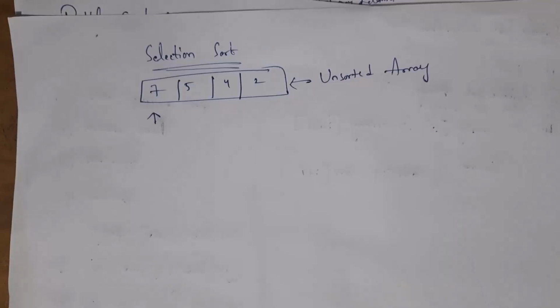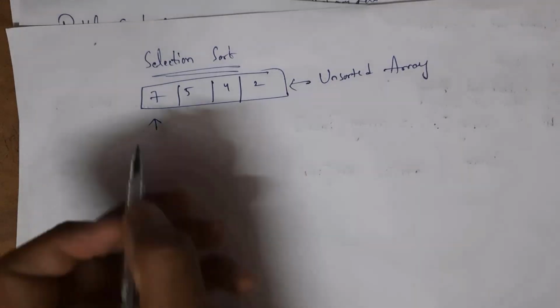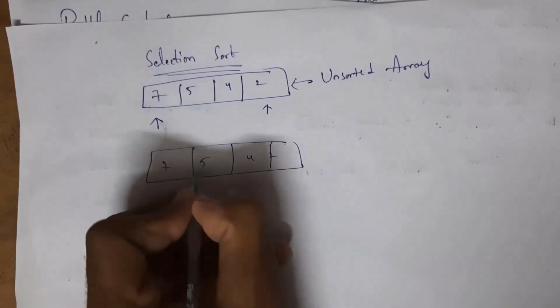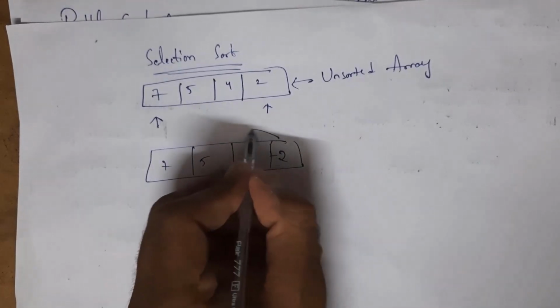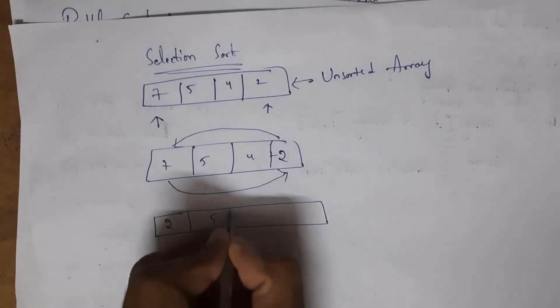Selection sort will find the minimum element in an array and then place this minimum element at the beginning. So the minimum element is 2. In 7, 5, 4, 2, the minimum element is 2, so it will keep this 2 at the beginning and move this 7 in place of 2. So 2, 5, 4, 7.